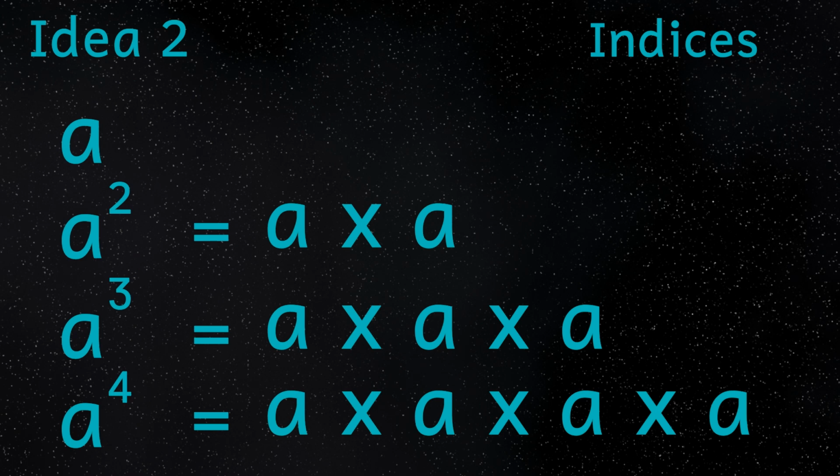So what about just A on its own? A on its own really means A to the power 1. We never really add the 1 because there's no point. But always remember that the 1 is always there. We just don't write it.